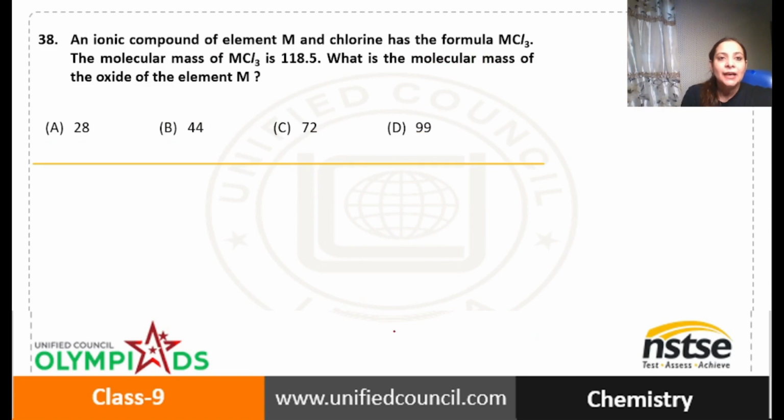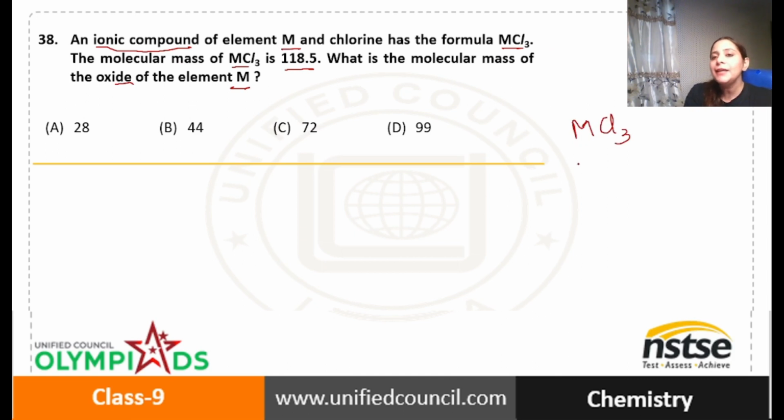Next question. An ionic compound of element M and chlorine has formula MCl3. The molecular mass of MCl3 is 118.5. What is the molecular mass of the oxide of the element M? First of all, I hope you have understood the statement. It is saying that we have an ionic compound, which is formed by interchanging the valencies of a cation and an anion, and it has formula MCl3.